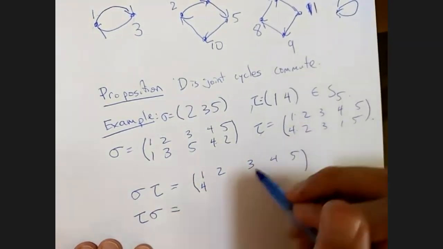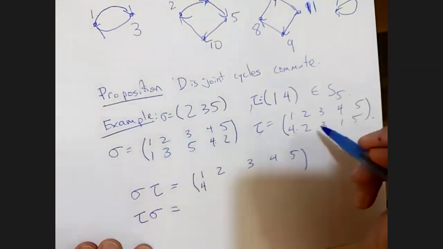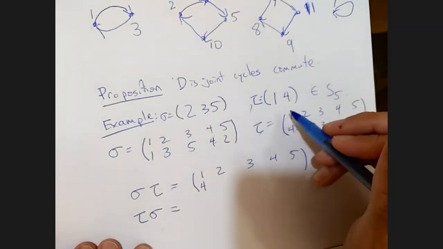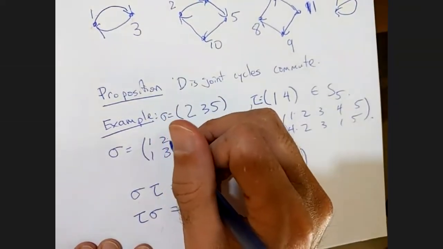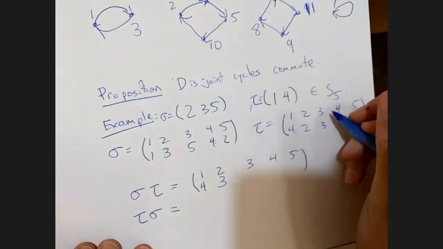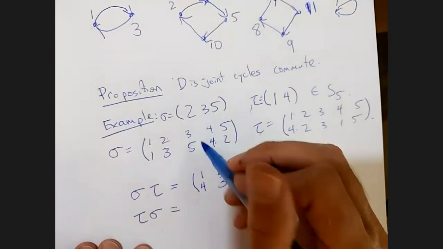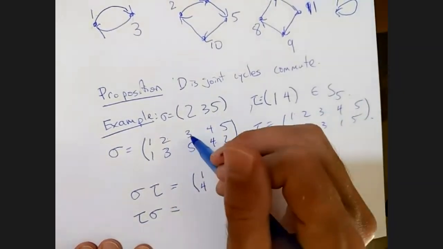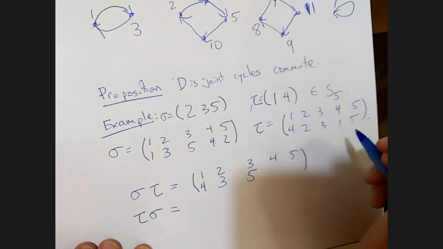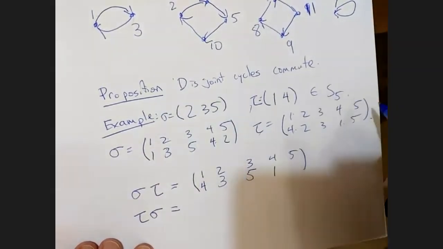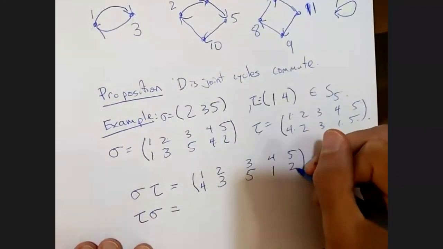Then we look at sigma tau of 2. 2 appears in sigma but not in tau, so tau doesn't do anything here. Tau of 2 is 2, and then sigma of 2 is 3. Again, 3 appears in sigma, not tau, so tau of 3 is 3, and then 3 goes to 5. And what about 4? 4 goes to 1 by tau, and 1 gets fixed by sigma. And what about 5? 5 gets fixed by tau, and then 5 goes to 2.